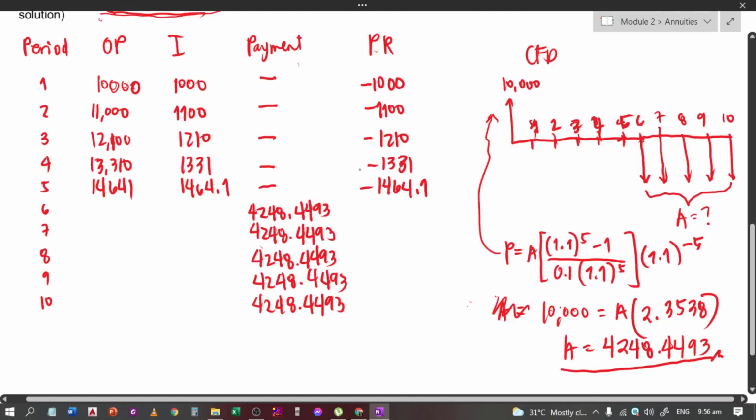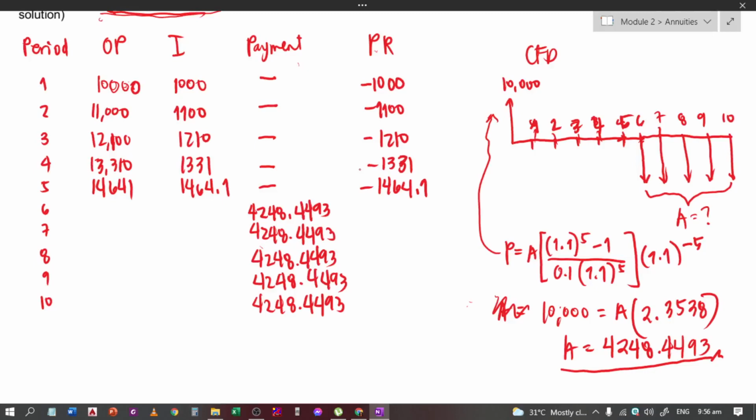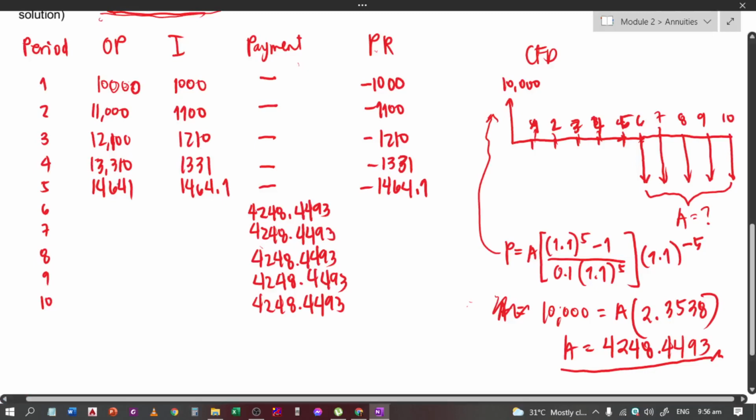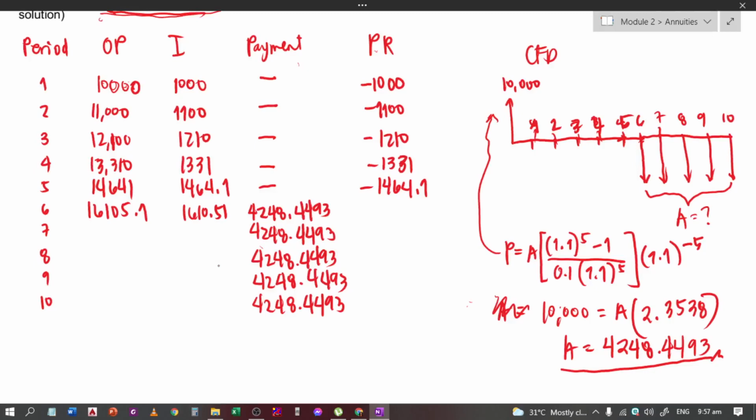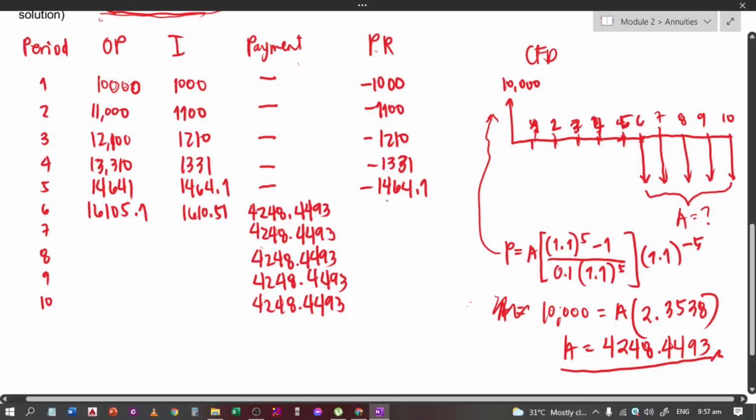So, plus 14,641. So, 16,105.1 times 0.1. 1,610.51. Ayan. So, meron na tayong payment dito. So, again, to get this, so that is payment minus interest. So, 4248.4493 minus 1,610.51. 2,637.9393.